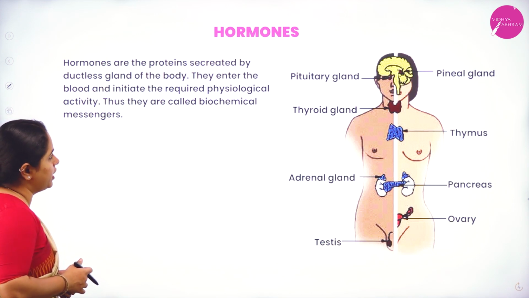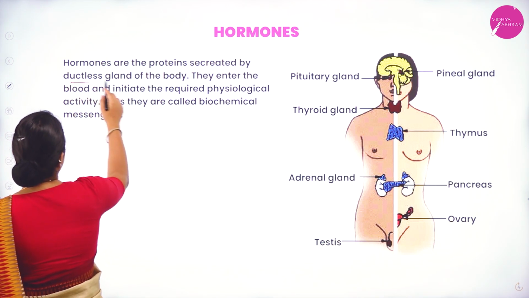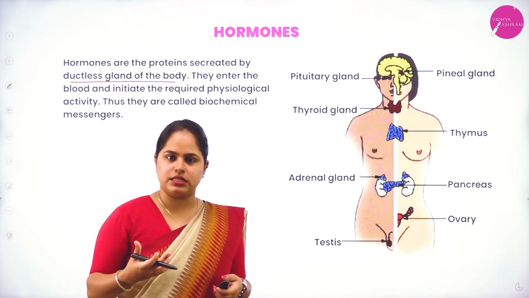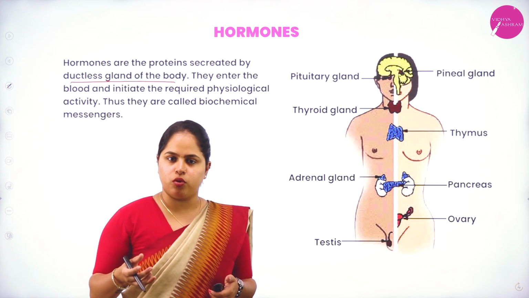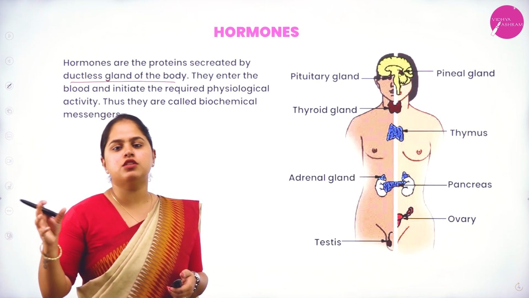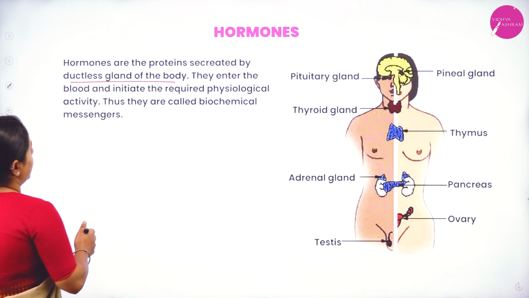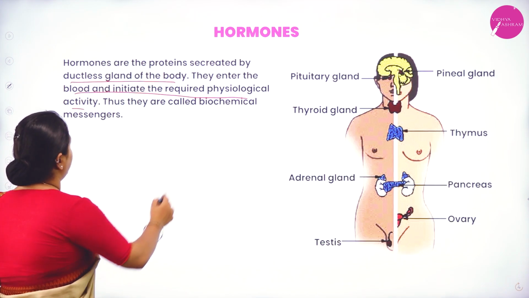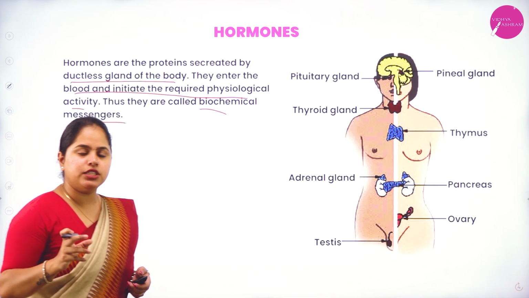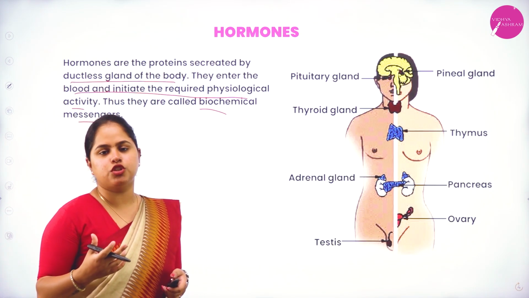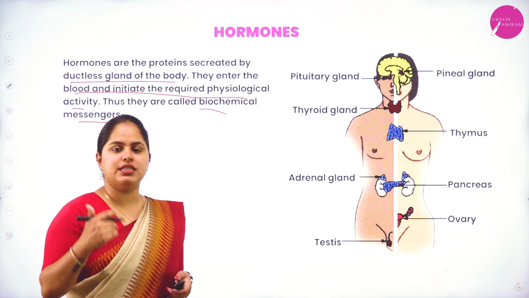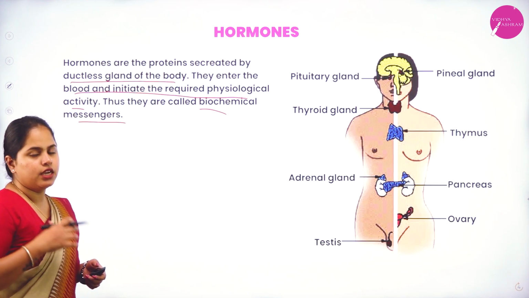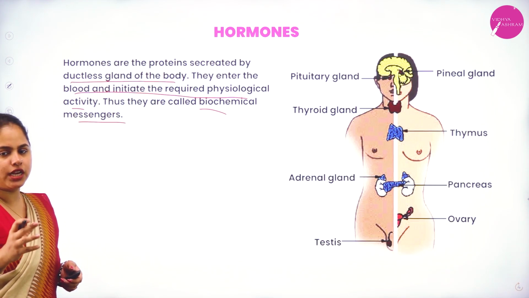Hormones are the proteins secreted by ductless glands of the body. You might be familiar with hormone imbalances taking place, right? Actually they are also proteins which are secreted by specific glands of your body. They enter the blood and initiate the required physiological activity. Thus, they are called biochemical messengers. Each of these hormones has a specific function to perform, and each is secreted from a specific gland of the body, with a specific physiological activity to perform.